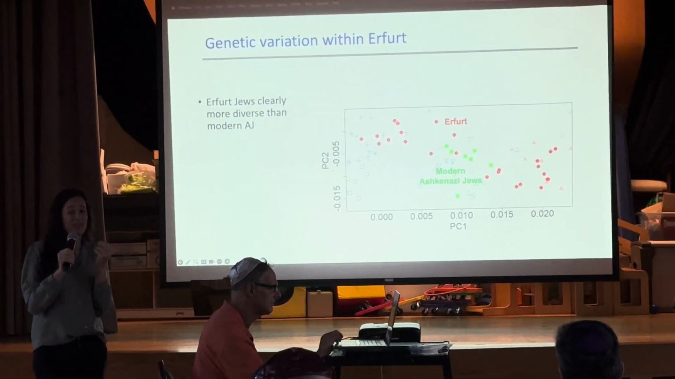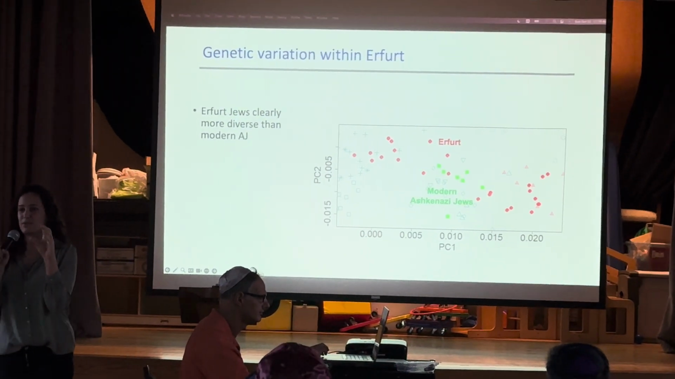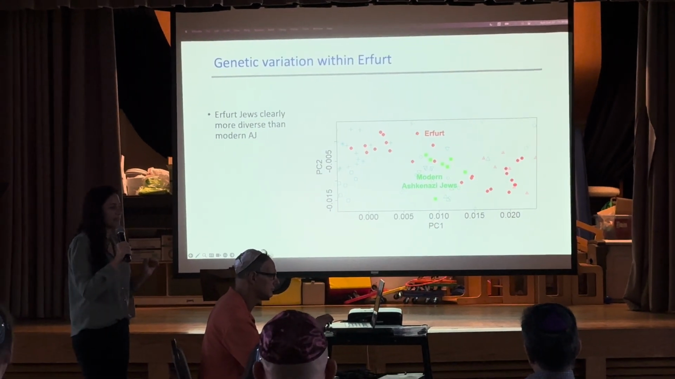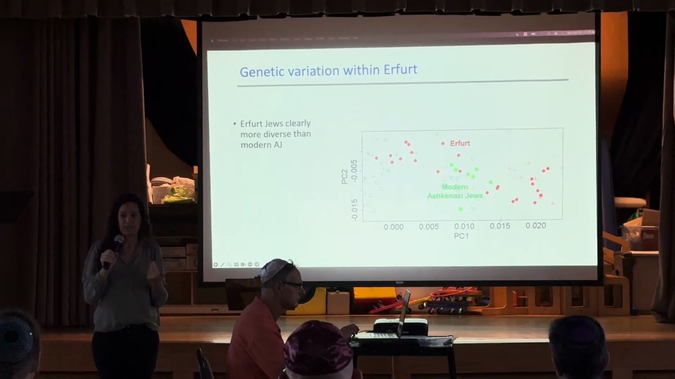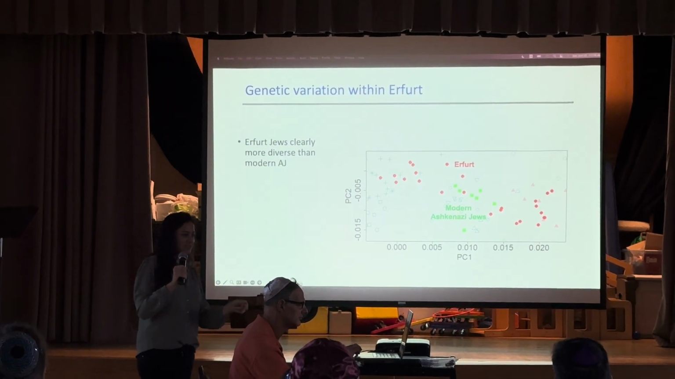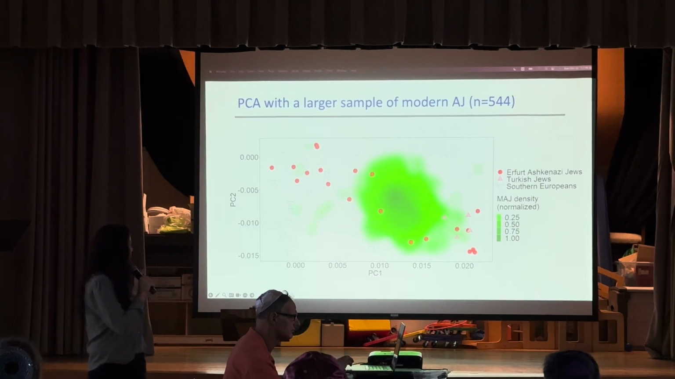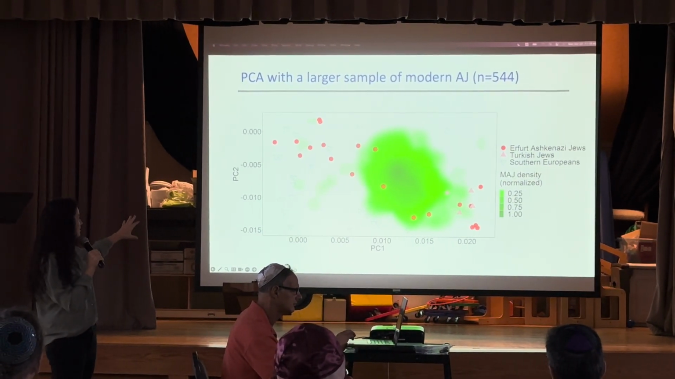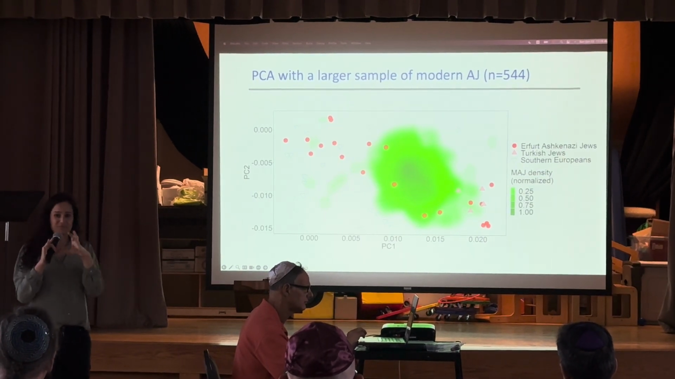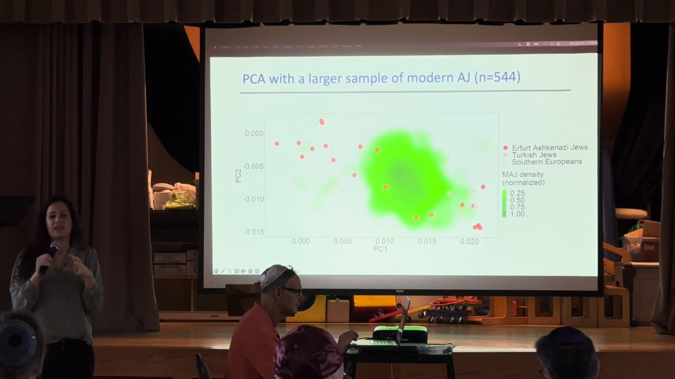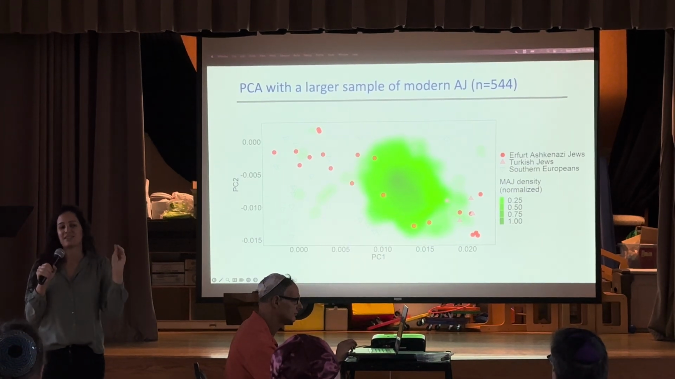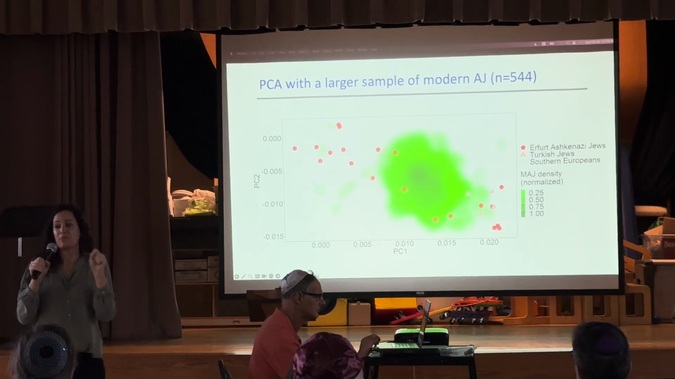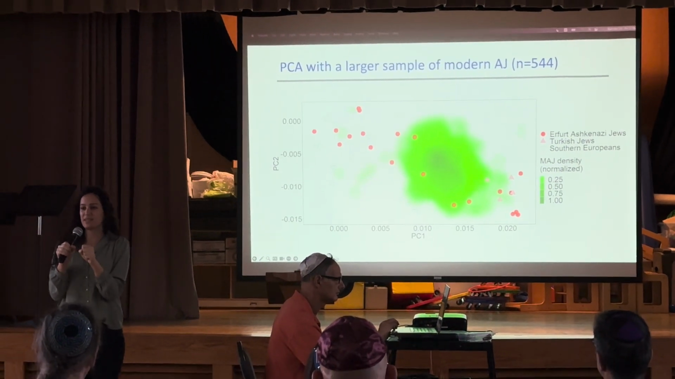You can think that maybe it's because our sample size of present-day Ashkenazi Jews is very small, but even when we added 700 present-day Ashkenazi Jews, that's the next slide, so even when we added 700 Ashkenazi Jews, that's the green cloud you see here, they still form this tight cluster in the middle, and the 33 individuals from one city in Germany in medieval times were much more diverse than the present-day population.